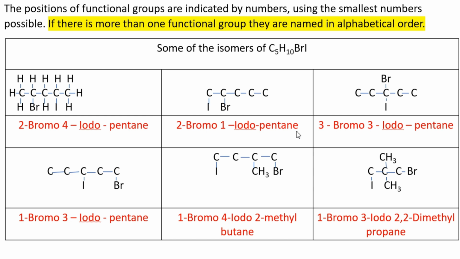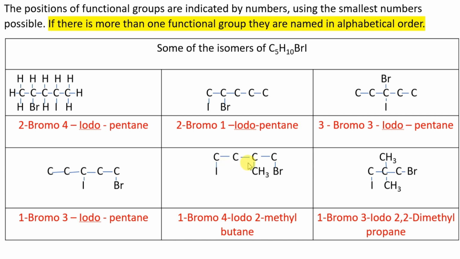Noting that I'm going by alphabetical order rather than naming what's on carbon 1 and carbon 2 and so on. Alphabetical order always. Next, doesn't matter which side I count from. 3-bromo, 3-iodo, pentane. And again, next row. Here, 1-bromo, counting from the right to give me the smallest numbers. 1-bromo, 3-iodo, pentane. Longest chain of 5 carbons again.